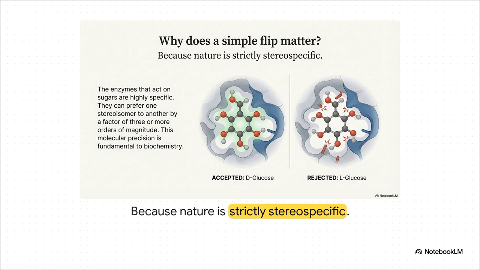Just look at this. An enzyme might be a perfect fit for D-glucose, accepting it with open arms, but it will completely reject its mirror image, L-glucose. It's like trying to fit a left-handed glove on your right hand. It just doesn't work. This molecular precision is absolutely fundamental to all of biochemistry.